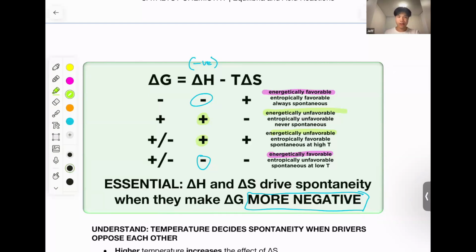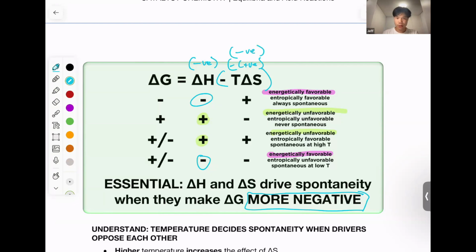Delta S is a little bit more tricky just because of the negative sign in front of T delta S. So when you consider entropy's drive, you consider the whole minus T delta S unit. If delta S is positive, this whole unit is a negative positive number. Hence, it is a negative number.